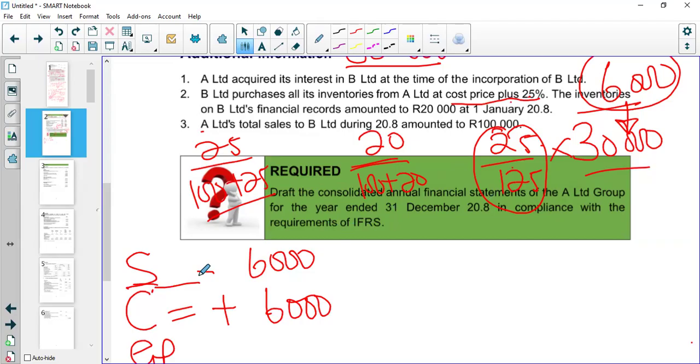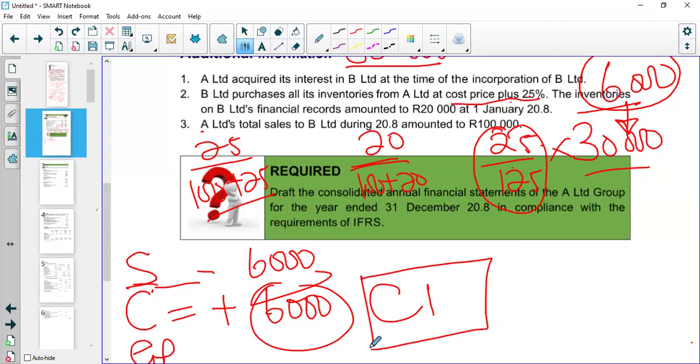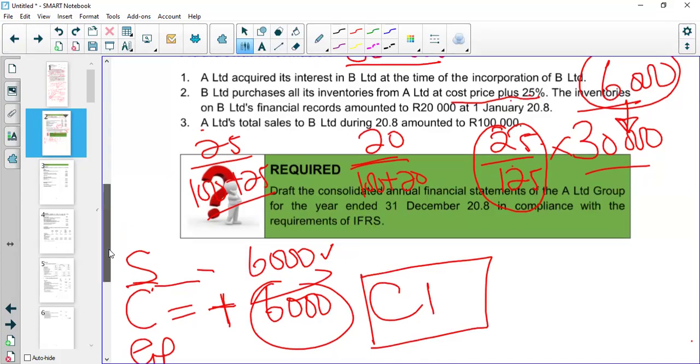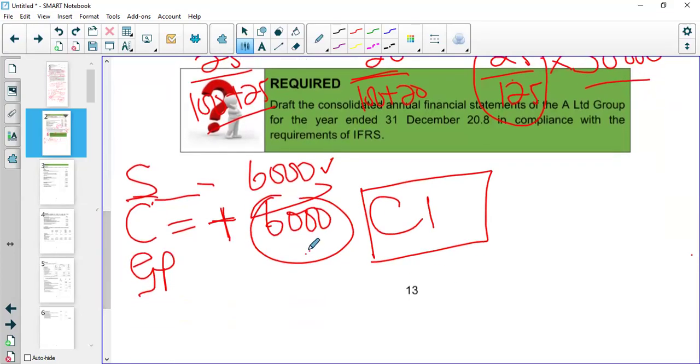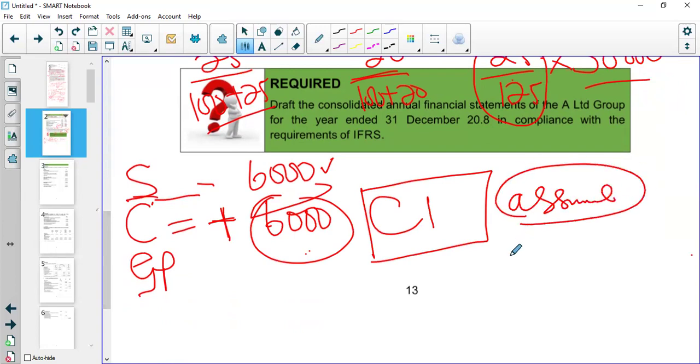Right? But the way we do it is by adding the unrealized profit in closing inventory to say, no, this is not yet sold, right? So instead of subtracting the profit from sales, we add the profit to cost of sales, right? But this is unrealized profit at the end of the year. So when it comes to next year, we're going to assume that it's going to be sold, right?